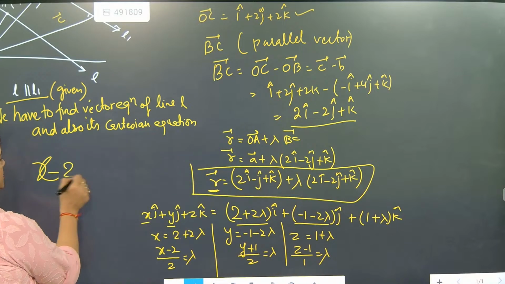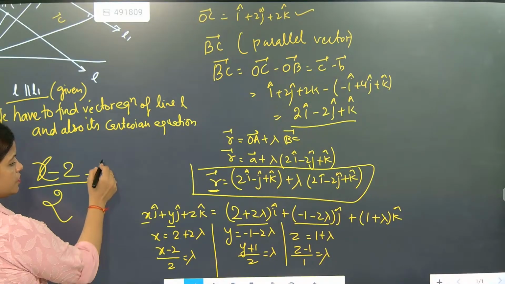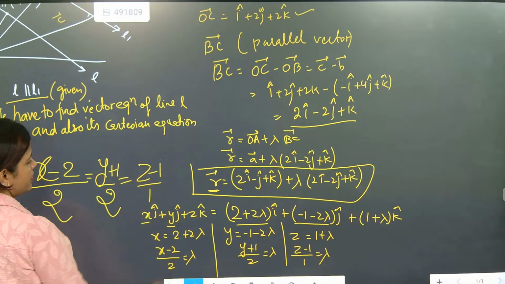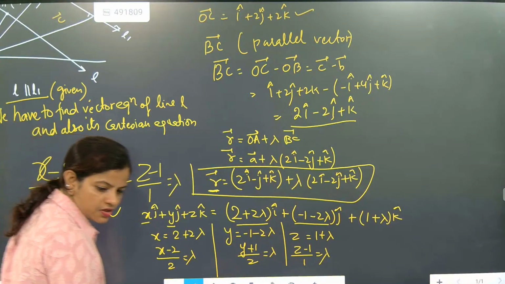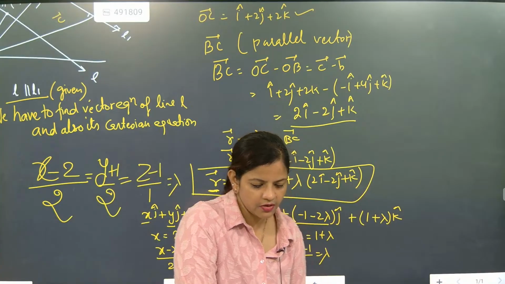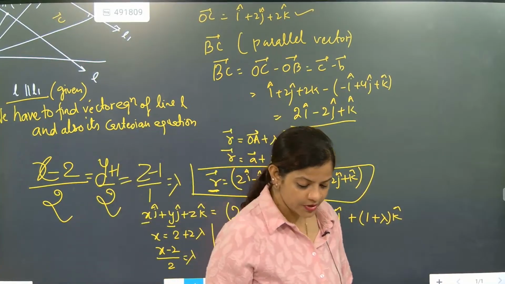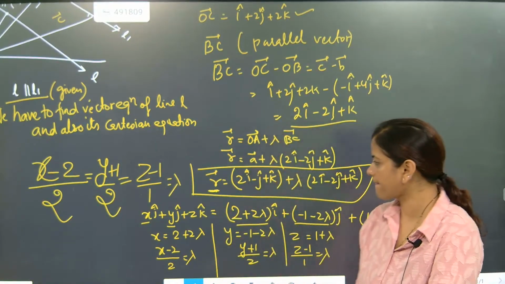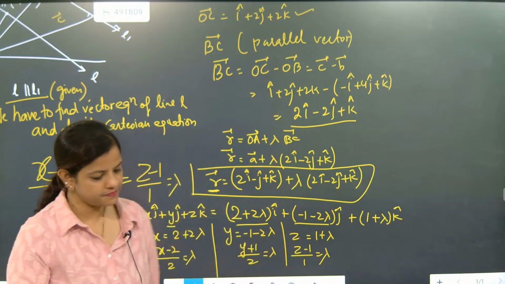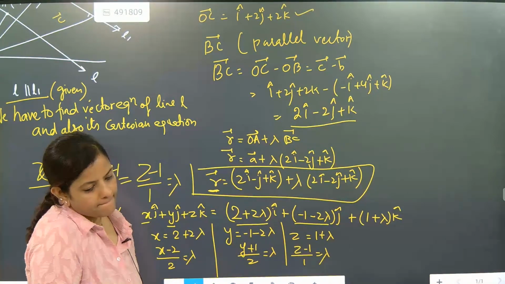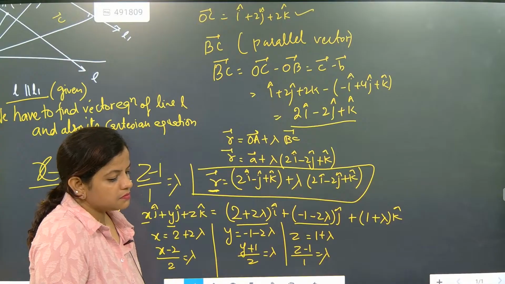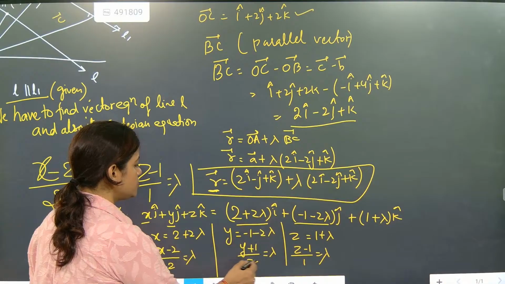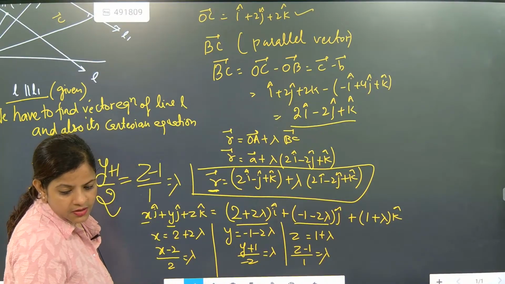So the answer is (x minus 2) by 2 equal to (y plus 1) by 2 equal to (z minus 1) by 1, and that will become the Cartesian equation of the line. Okay, so come on, note down this one. We'll go for another question. Questions like these are very important. Here this point is minus 1, no? So minus. Got it? Note down, please.